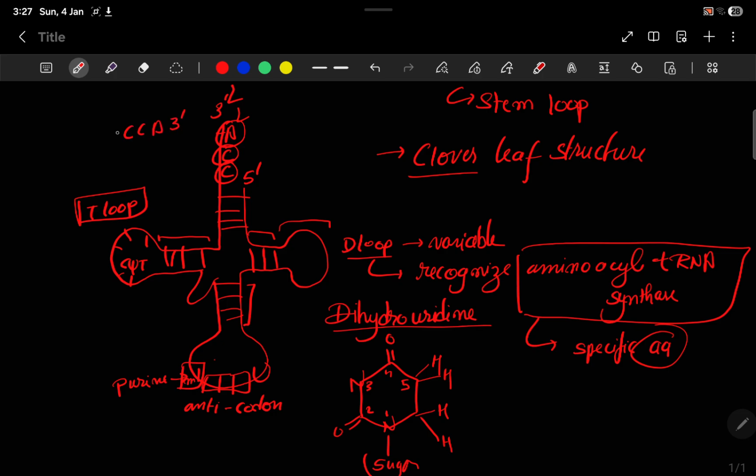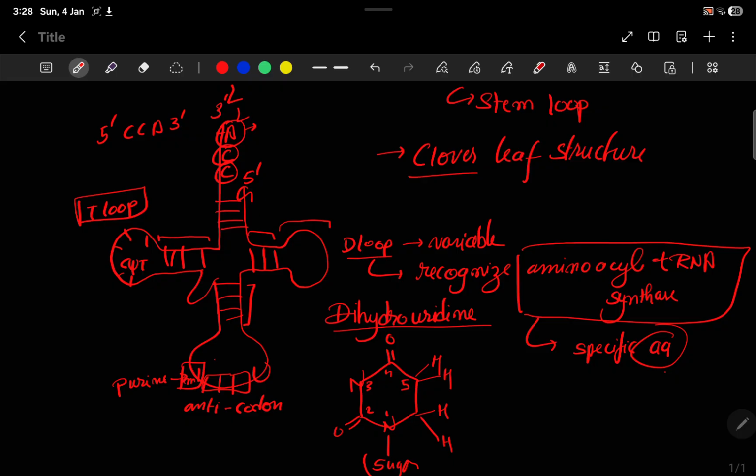CCA, 3' to 5'. Remember that the A, that is adenine, is on the 3' end. And when we look at the 5' end, we don't see much of interest. The only thing is that the last nucleotide is going to be guanine. What this does is the amino acid actually attaches to the sugar that is attached to our A. It has a sugar, the basic sugar that we already have. We will look into this structure shortly.